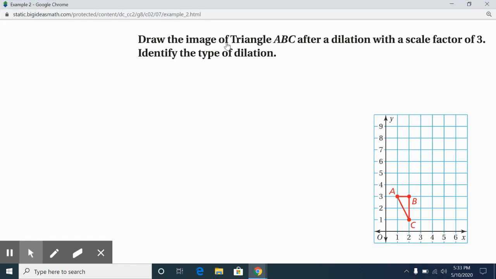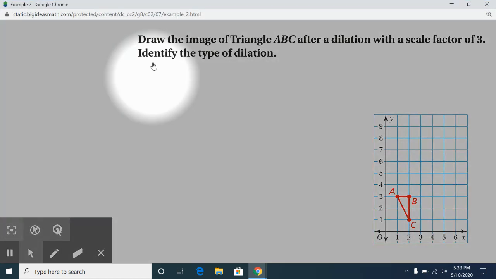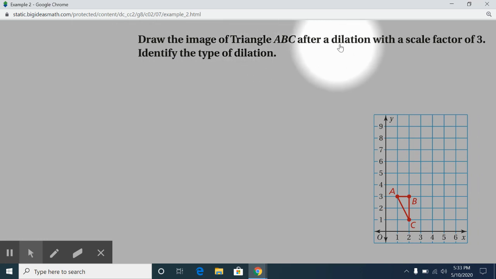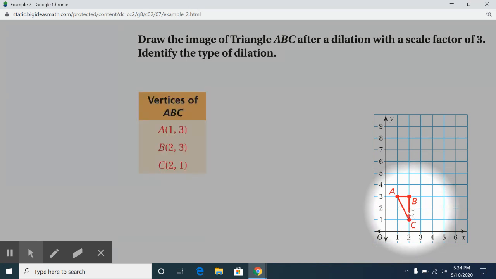So it says draw the image of triangle ABC after a dilation with a scale factor of 3. Identify the type of dilation. Identifying the type is pretty simple. Does it get larger or smaller is what they're asking you. But draw the image of triangle ABC after a dilation with a scale factor of 3. They're saying take each of these vertices, their coordinates, and multiply them by 3. So that's what it's going to show you here.